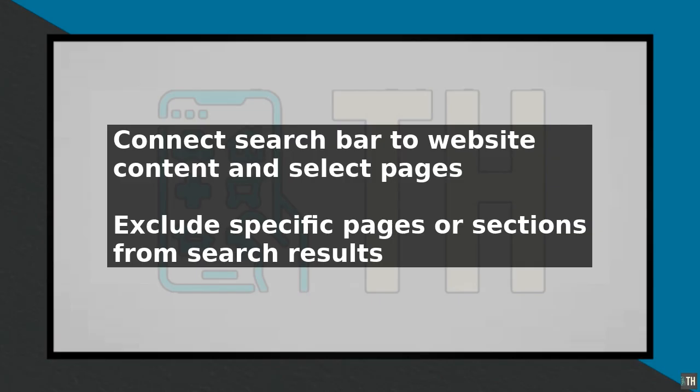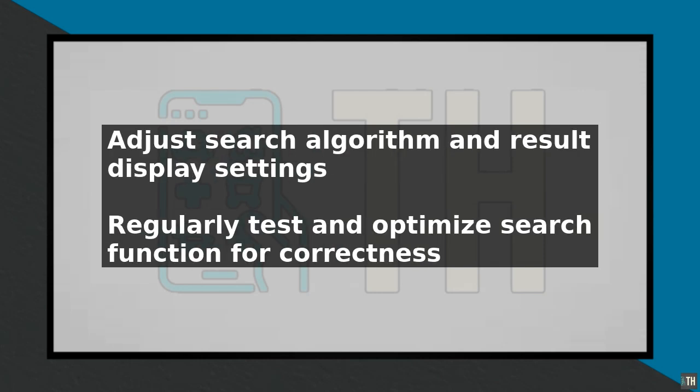Best practices for adding a search bar to your Wix website include making sure it is prominent and easily accessible, customizing the design to match your website's style, and regularly testing and optimizing the search function to ensure it is working correctly. By following these steps and tips, you can easily add a search bar to your Wix website and improve the overall user experience for your visitors.